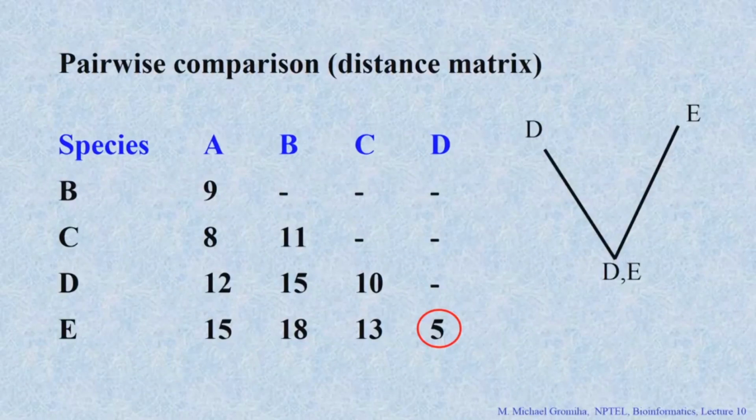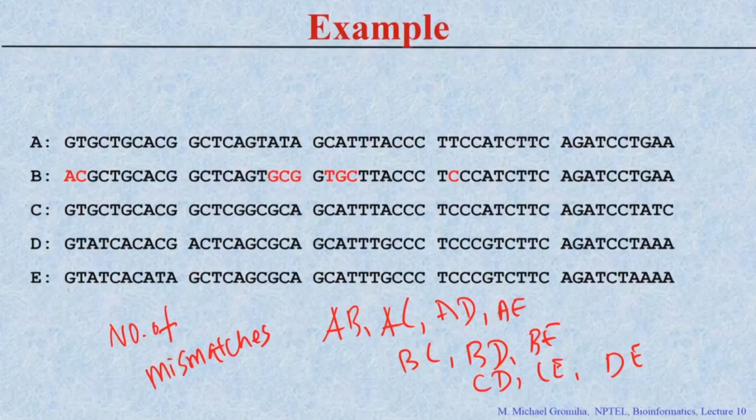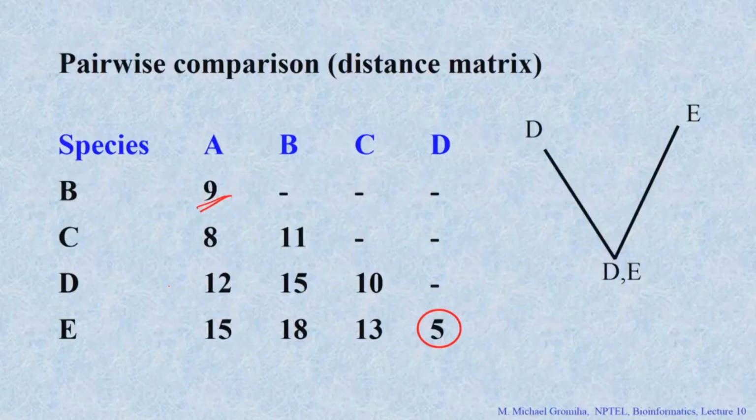So, you can make this matrix A, B, C, D and B, C, D, E, because there are 5 organisms. A and B there are 9, likewise A and C mismatch is 8, A and D is 12, A and E is 15. Likewise BC, BD, BE, CD, CE, and DE. Between D and E there are 5 mismatches: 1, 2, 3, 4, 5. So, this is the closest, the lowest value.